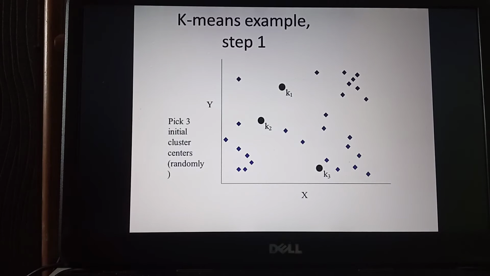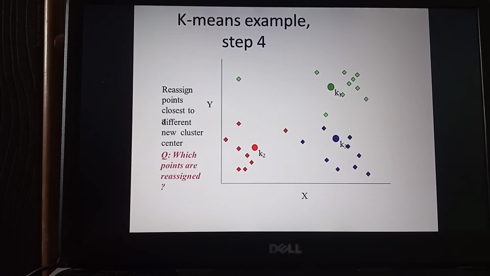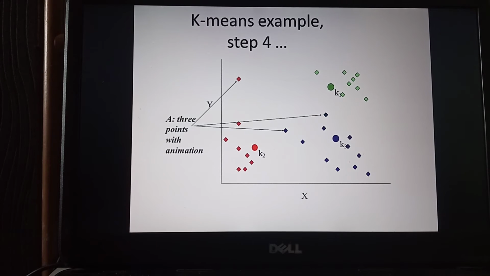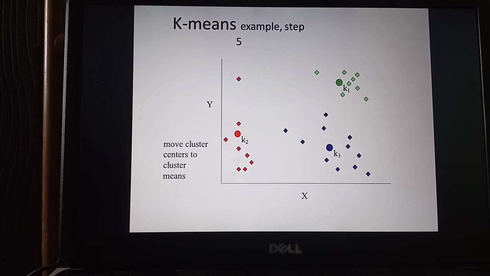See another example. First step, pick k equal to 3 initial cluster centers randomly. Second step, assign each point to the closest cluster center. Third step, move each cluster center to the mean of each cluster. Fourth, reassign points closest to the different new cluster centers. Again reassign, recompute the cluster means, and move the cluster center to the cluster means.